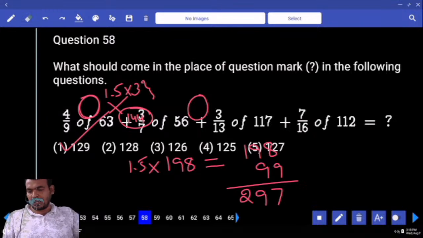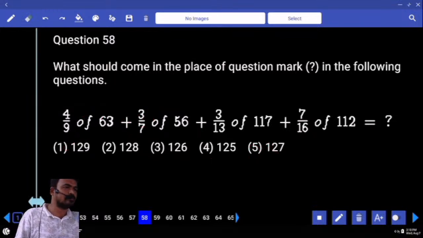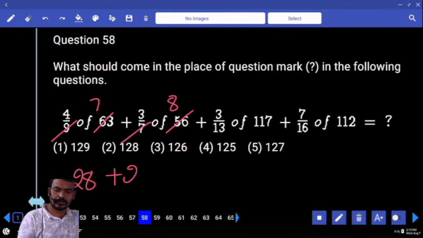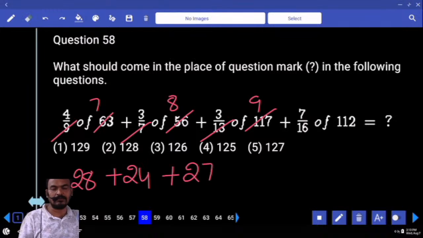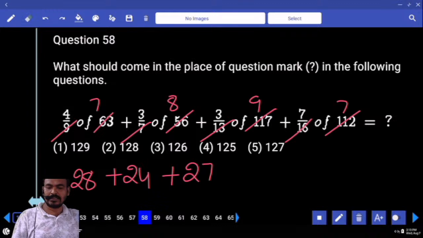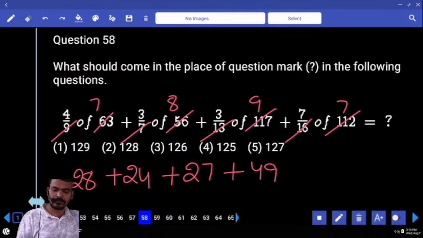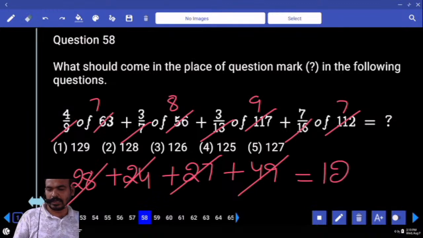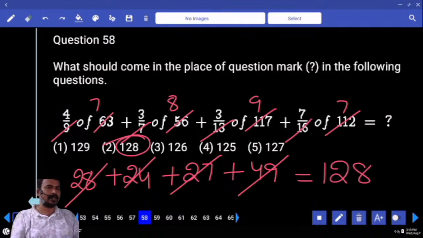Next question number 58. 4 by 9 of 63. 9 how many times? 7 4s. 7 how many times? 8 3s. Next 13 how many times? 9 3s. 27. 16 how many times? 7 7s. 49. First 28 plus 24. 52, no? Plus 27. 79. 79 plus 49. 128. Or end with 8.